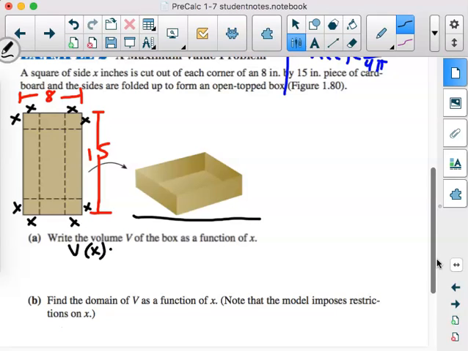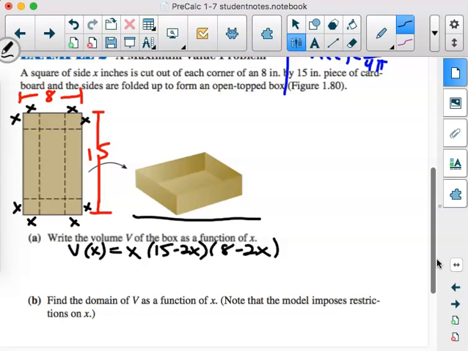So the volume in terms of x will equal, well, volume of a box is length times width times height. If we fold this up, x is going to be the height. It did have length and width of 15 and 8, but we have to subtract 2x from both of those because we're cutting those corners out to fold this box up. Now, I need to keep going because, as you can see, there's a lot more questions I have to answer about this.